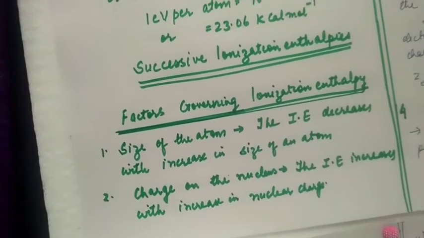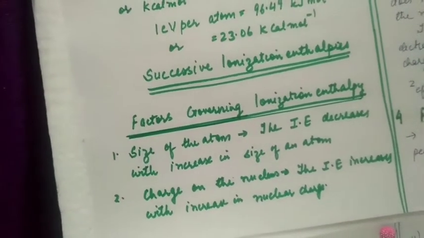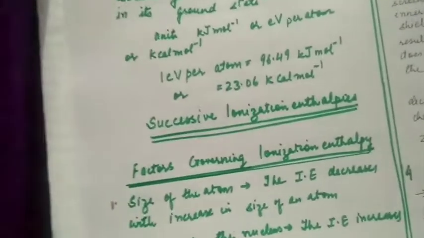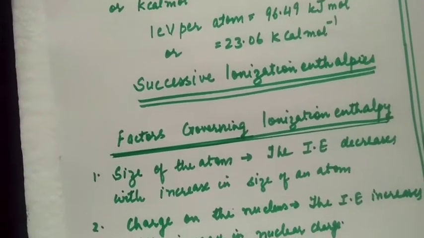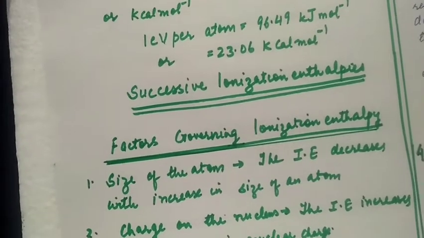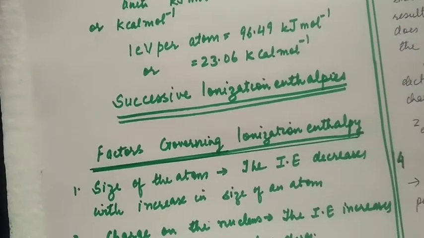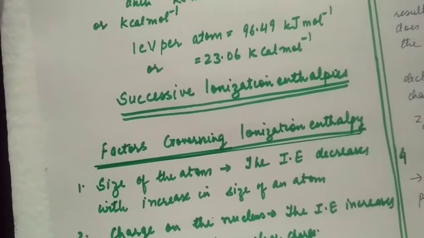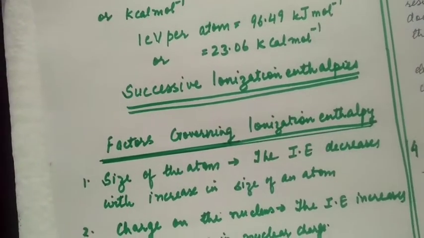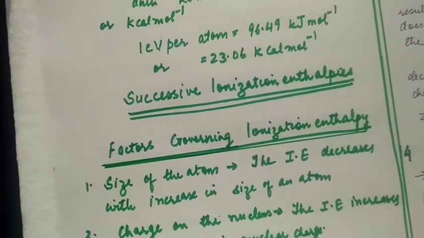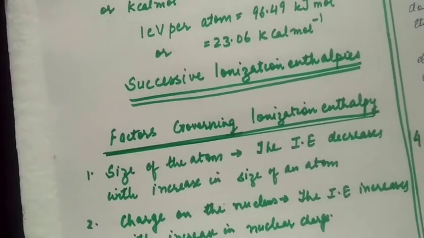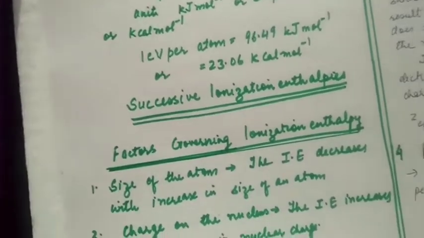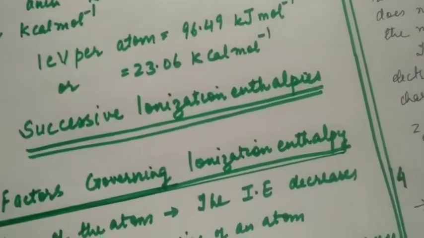Successive ionization enthalpies are the terms when the electron has to be removed from the ion which has already lost one electron. So first electron that has to be removed from the neutral isolated gaseous atom is called first ionization enthalpy. After it has lost one electron, the enthalpy required to remove the next electron will be called second ionization enthalpy, and these enthalpies will be called successive ionization enthalpies.